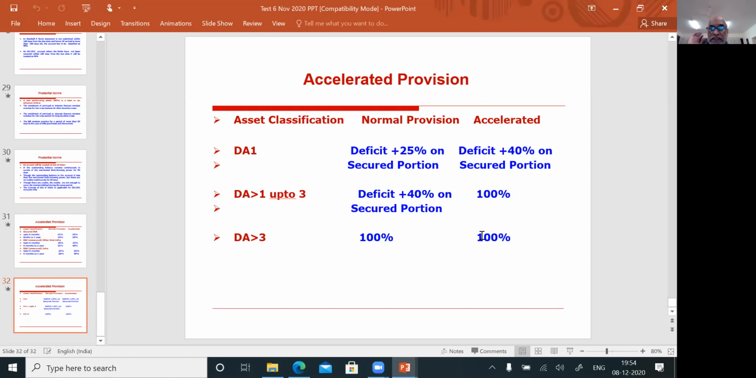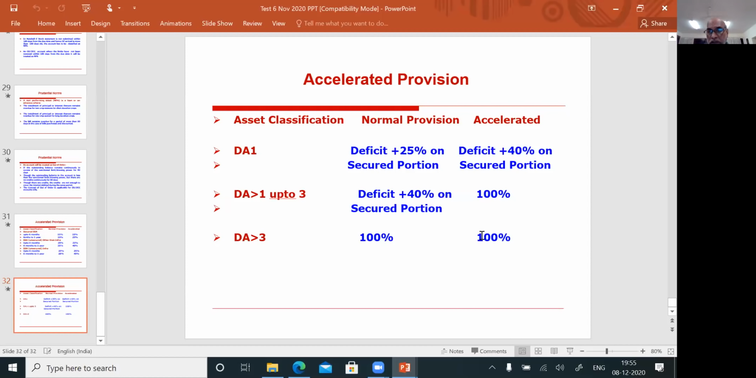Okay, friends, so this is the concept called accelerated provision. If they ask about the accelerated provision, or the out of order advance definition, or the irregular advance definition, or stock statement, renewal of limit, all those things we explained in these 3-4 slides.